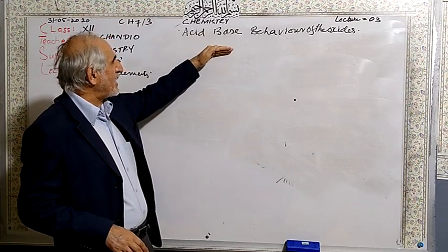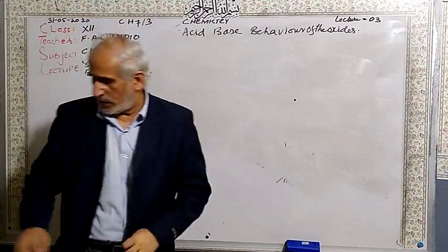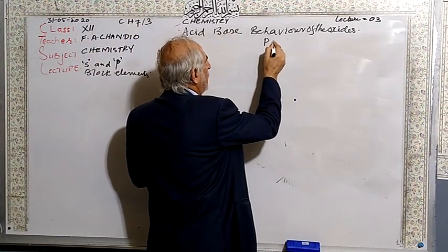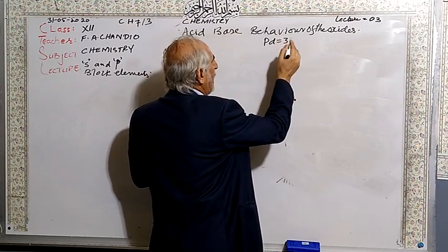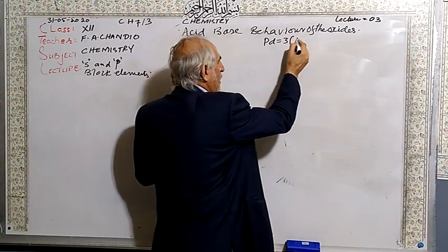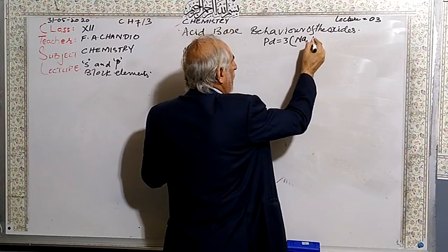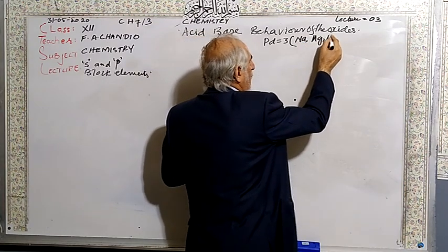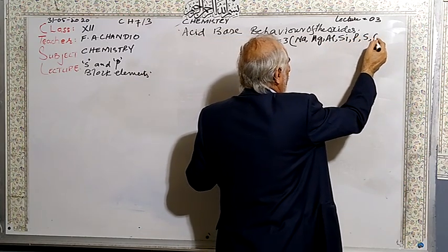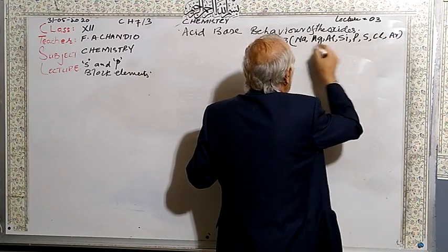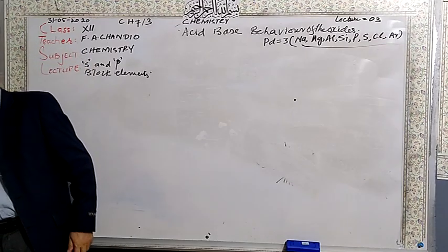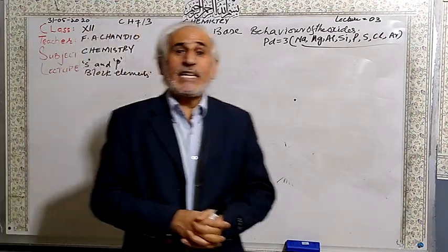concerned with the acidic and basic behavior of the oxides, and we are talking about period number 3 elements. Period number 3 elements, if you remember previous lectures. So these are the elements: sodium, magnesium, aluminium, silicon, phosphorus, sulfur, chlorine and argon. These are the period number 3 elements, and we are talking about the acidic behavior of their oxides.